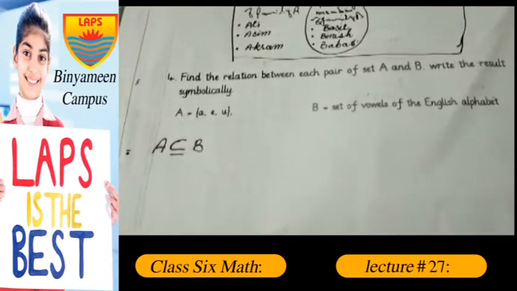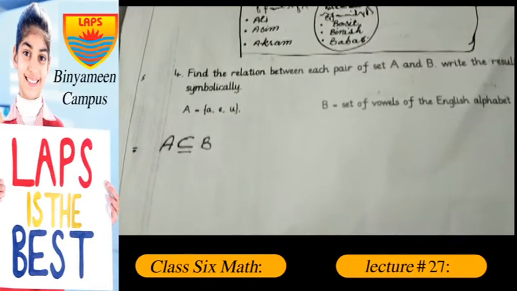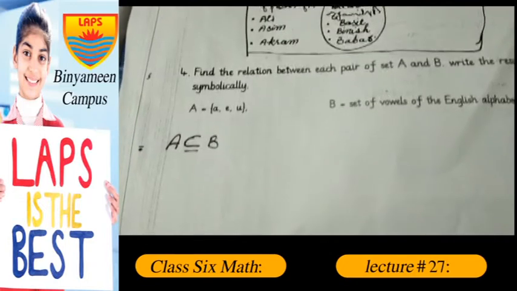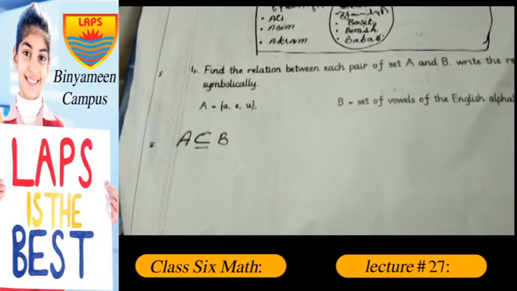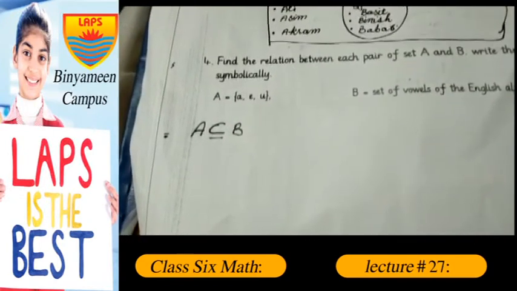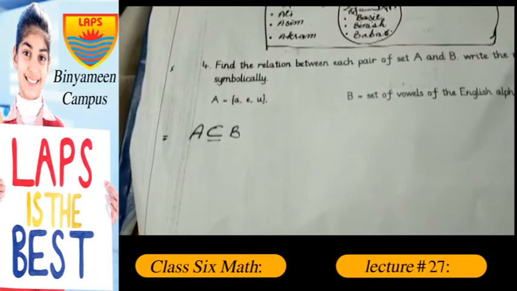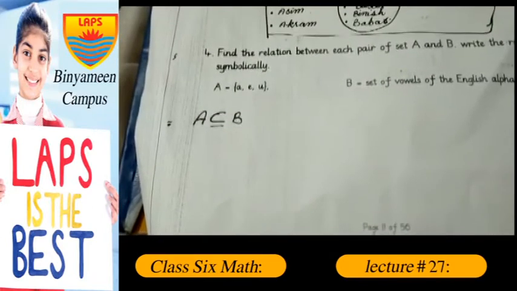Now, if each element of set A is also an element of another set B, then set A is called a subset of set B. The symbol of subset is denoted by ⊂. Now I write there: A ⊂ B.